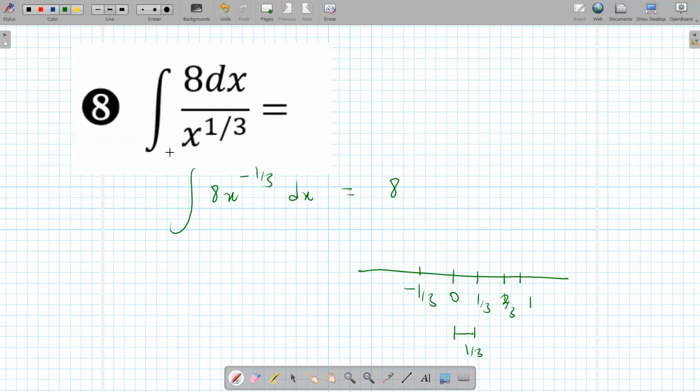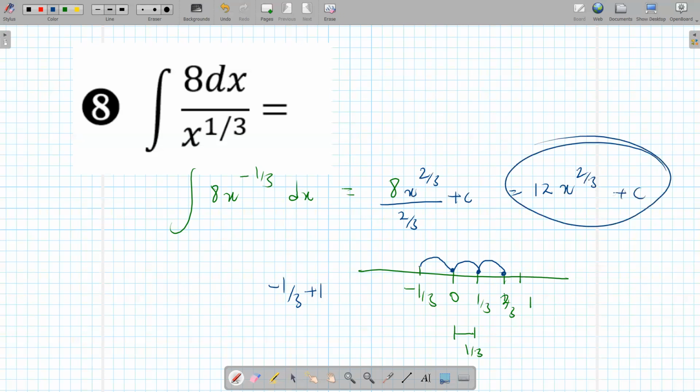We're trying to add 1 to this. There are so many ways to do this. This is the visual way. If you're adding 1 to negative 1 over 3, you're going to the right by 3 boxes. See, 1 box here, 2 boxes here, 3 boxes there. You get x to the power of 2 over 3. Divide this by 2 over 3 as well, plus c. And we know this 3 is going to go all the way to the top. And so you get 24 over 2, which is 12, x^(2/3) plus c as your answer.